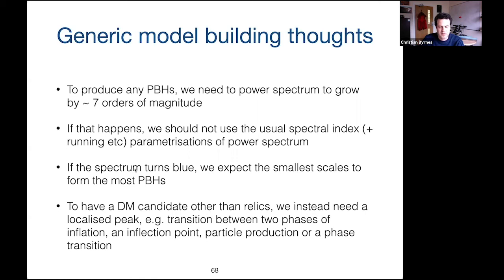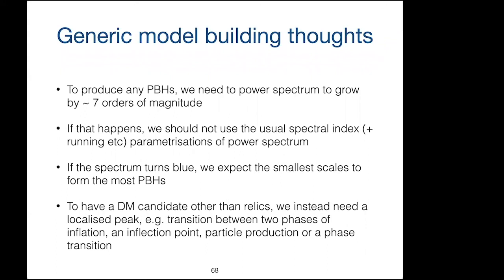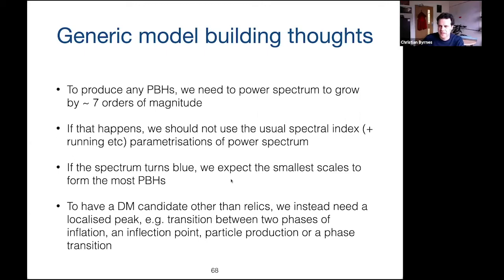Okay, so if the power spectrum turns blue, meaning it grows to become larger on small scales, so the spectral index is larger than 1, then you would expect the very smallest scales to form the most primordial black holes, which will form the very lightest ones, because the horizon scale at the end of inflation on the smaller scales is small. So to have something other than a relic, or basically evaporated primordial black holes, you need a localized peak, which then decreases again.